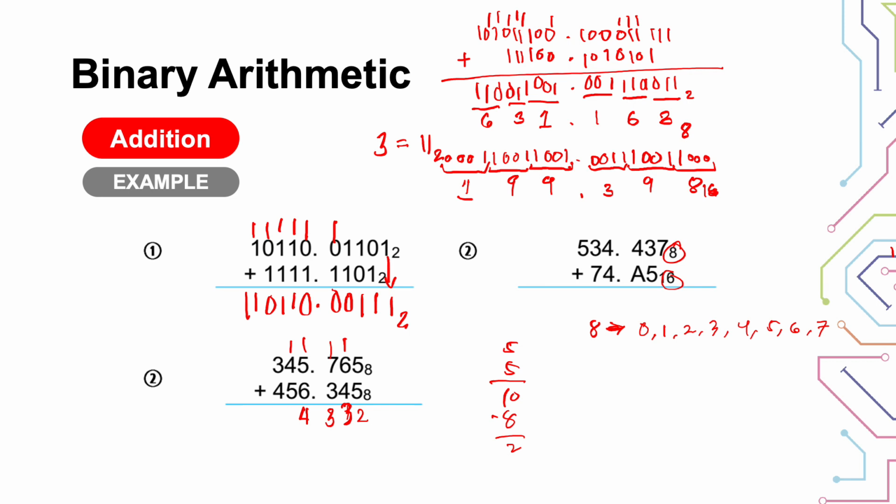Magiging ano ito? 10 pa rin. So, 10. Magiging 2 ito. Carry 1. So, magiging ano ito? 7. Tapos, magkakaroon tayo ng ano? 7, 8, no? So, 8 minus 8 is actually equivalent to 0. And then, carry 1 tayo. Ganyan. So, ito yung ating equivalent, no? Sa octal.